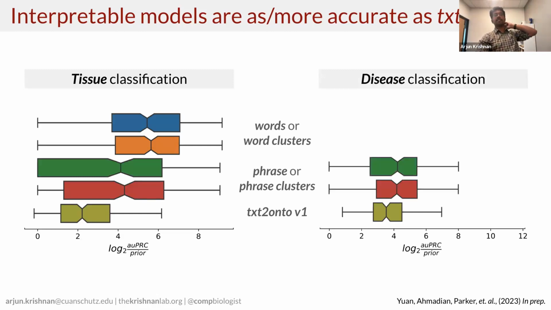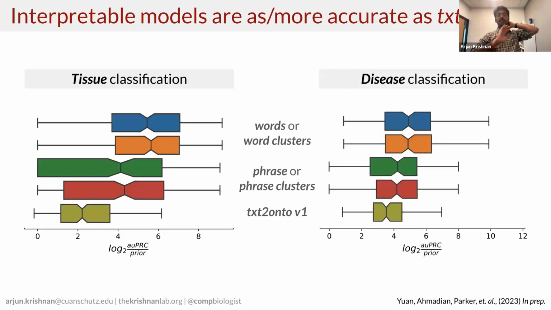Again, for disease classification based on phrases or words, we get equal or better performance. The huge advantage is that now the models are even more interpretable. They are both interpretable and explainable. That's the most important thing.